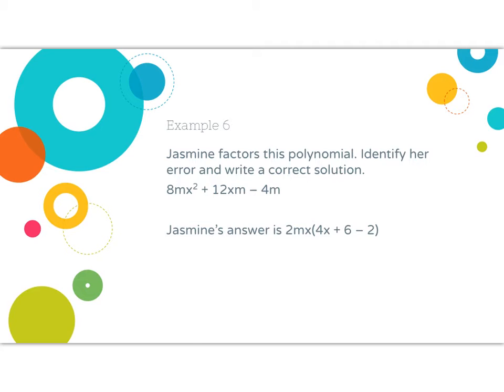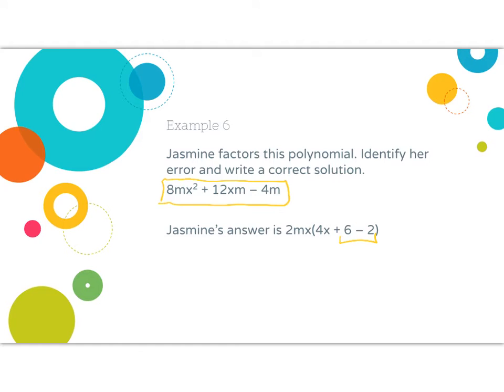Jasmine factors this polynomial. Identify her error and write a correct solution. So this was our original polynomial. And Jasmine's answer is 2mx times 4x plus 6 minus 2. So first off, Jasmine could have taken those two terms and added them together, but I don't think that that's the error. Again, how I solve these problems is I go through and solve them and then double check to see where this person has gone wrong in their answer.